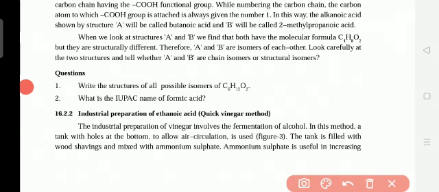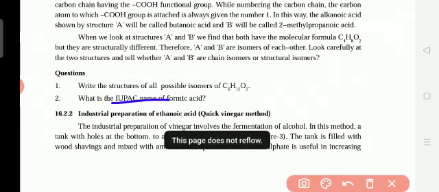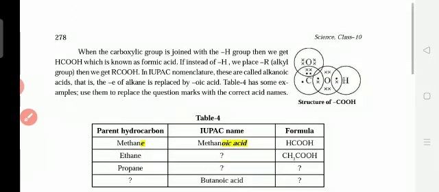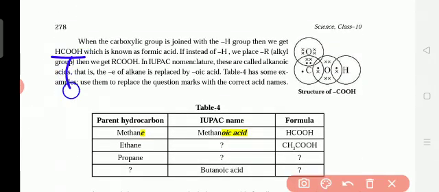And what is another name for the formic acid? Formic acid formula is what? HCOOH. Another name is what? Methanoic acid.